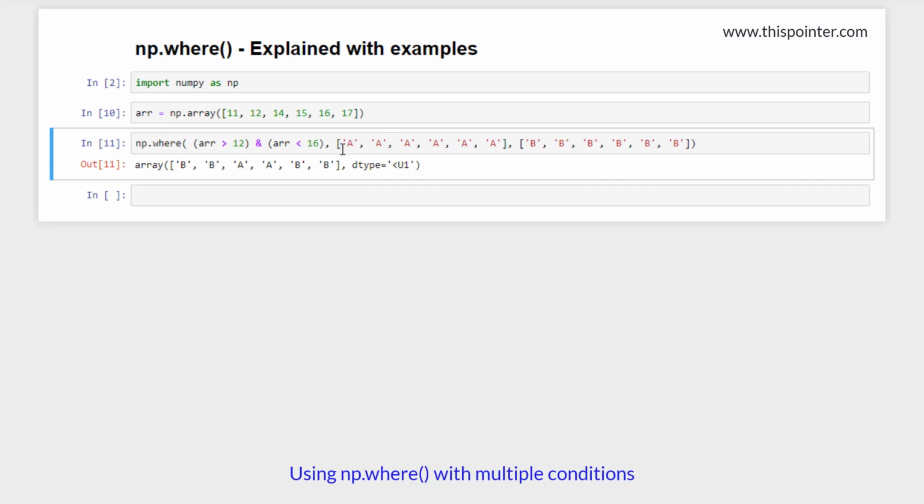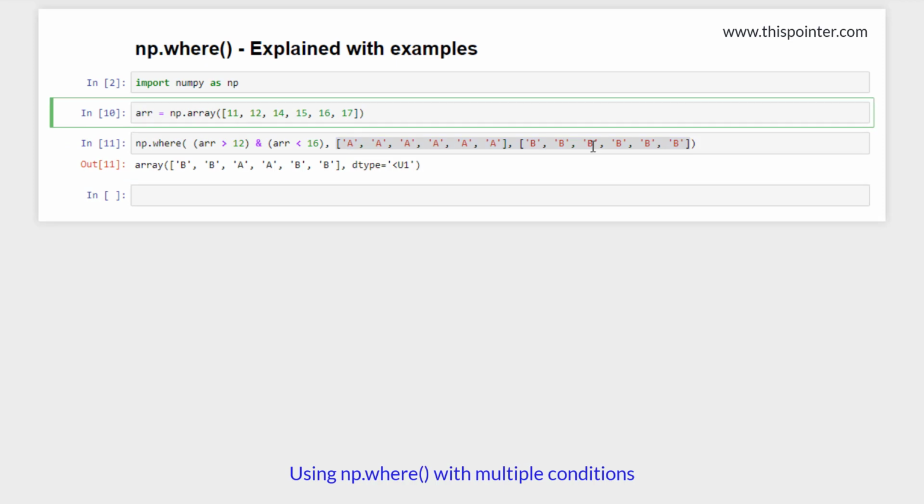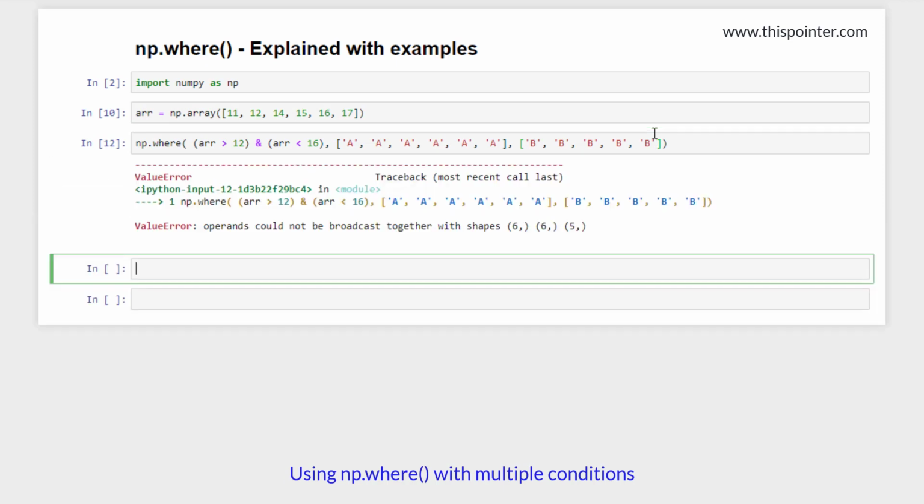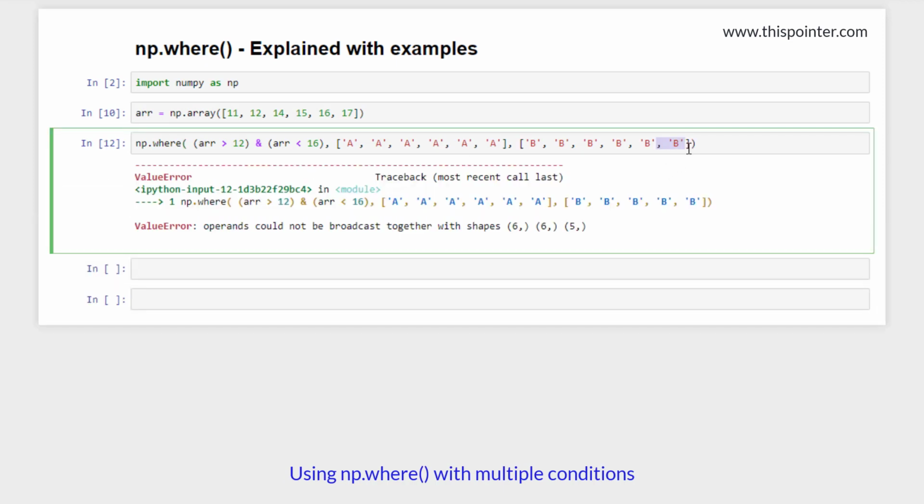Now there are some important points to remember. The size of the list which we are passing as the second and third argument should always be equal to the size of the NumPy array. So if that's not the case, then it will create an error. Like here, we passed a second list whose size is smaller than the NumPy array. If we execute this line, it will give an error. So size should always be equal.